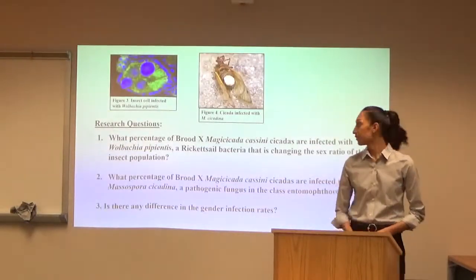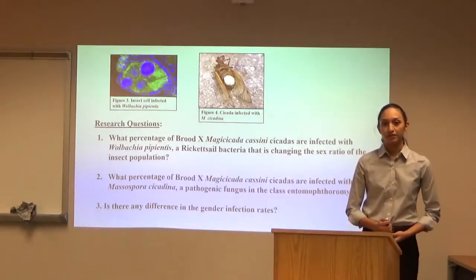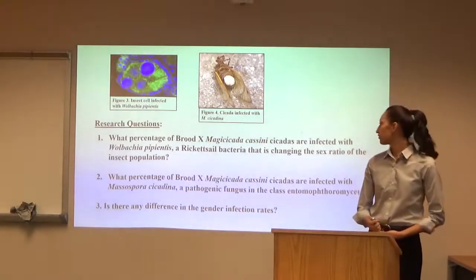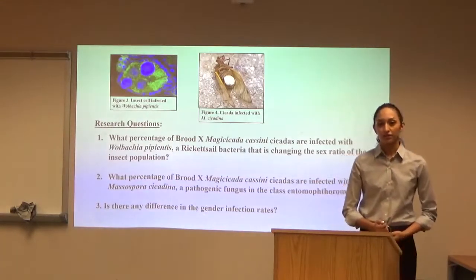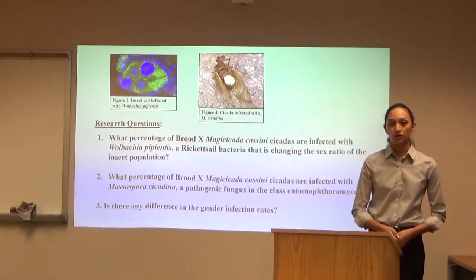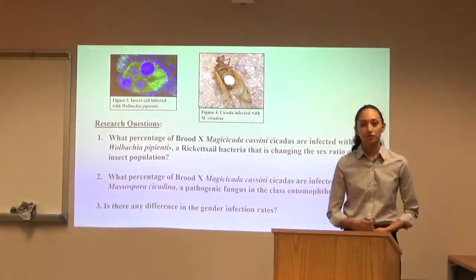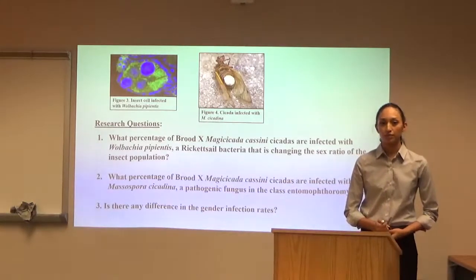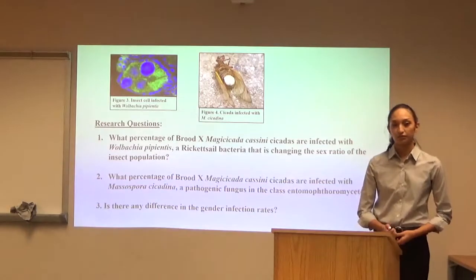Research questions. Question number 1. What percentage of brood X Magicicada cassini cicadas are infected with Wolbachia pipientis, a rickettsial bacteria that is changing the sex ratio of the insect population? Figure 3, again, shows an insect cell infected with Wolbachia pipientis. However, this cell is stained and therefore looks different from the previous one.